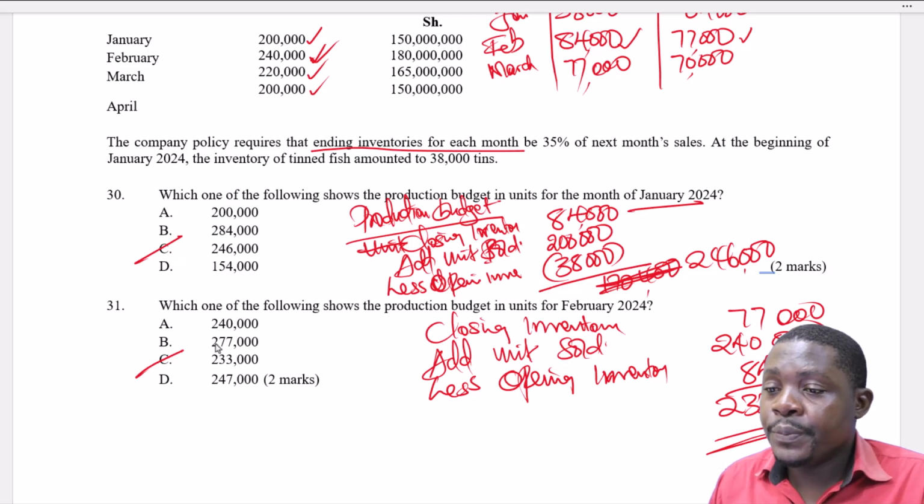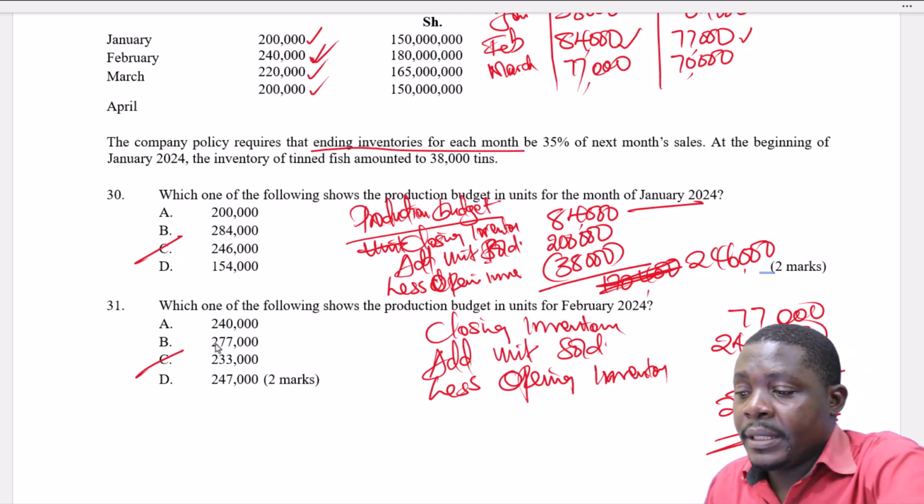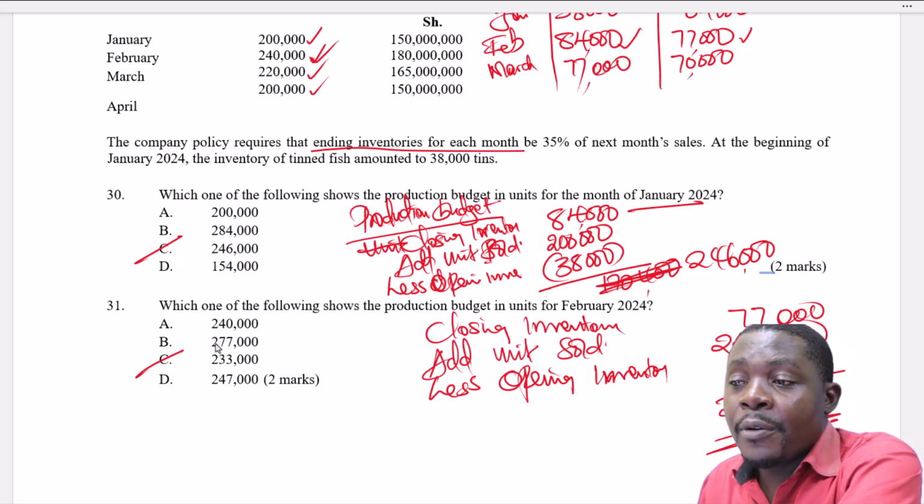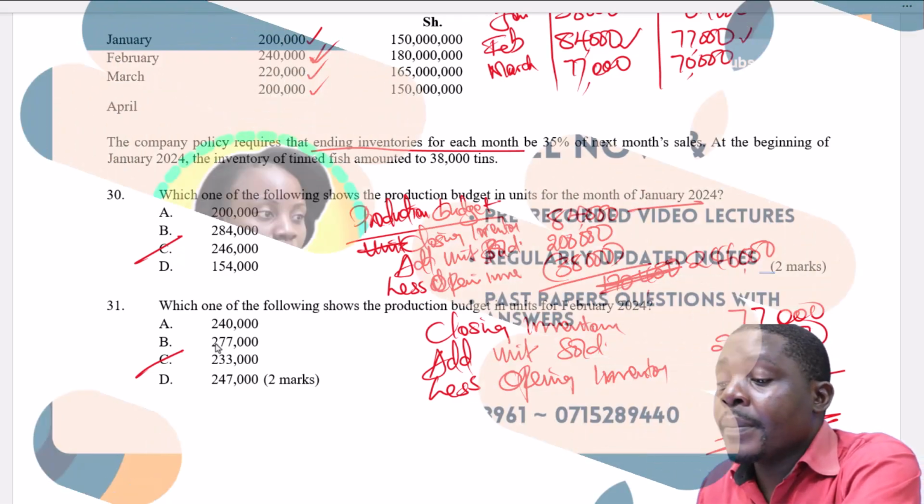That becomes questions 28 to 31. That's how the answers look, or how you were meant to calculate them.